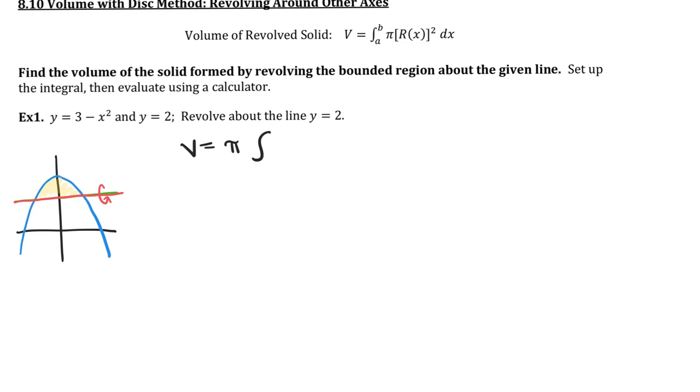So I'm going to go ahead and set the two equations equal to each other. So what are the two equations? 3 minus x squared equals 2. Okay, let's go ahead and solve. So I'm going to move the x squared to the right and the 2 to the left. So is that 1 equals x squared? So x equals plus or minus 1, which looks reasonable. This could be negative 1 and this could be 1. So I'm going to use those for my boundary.